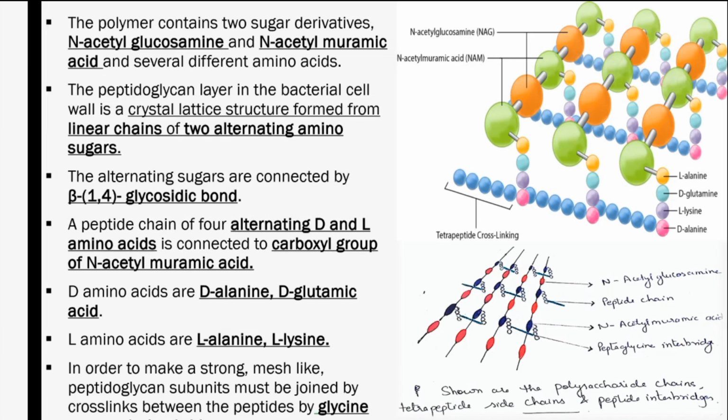D amino acids are D-alanine and D-glutamic acid. L amino acids are L-alanine and L-lysine. In order to make a strong mesh-like structure, peptidoglycan subunits must be joined by cross-links between the peptides by glycine.